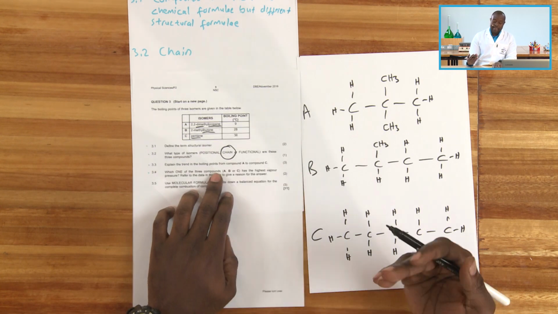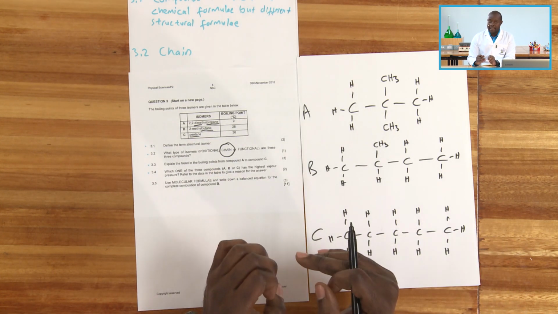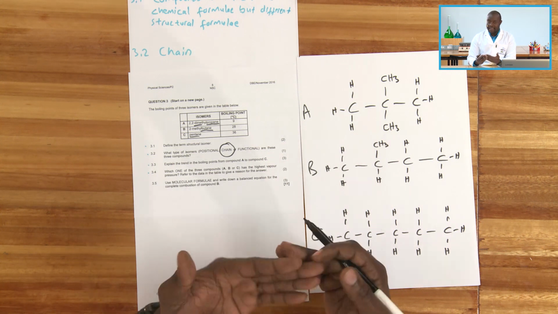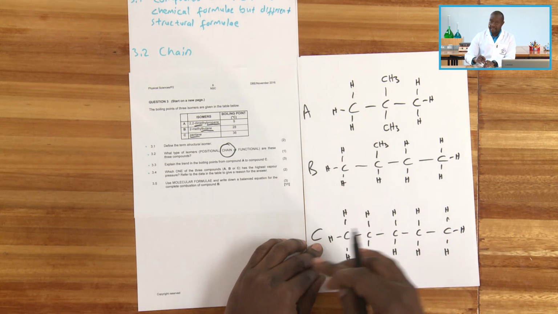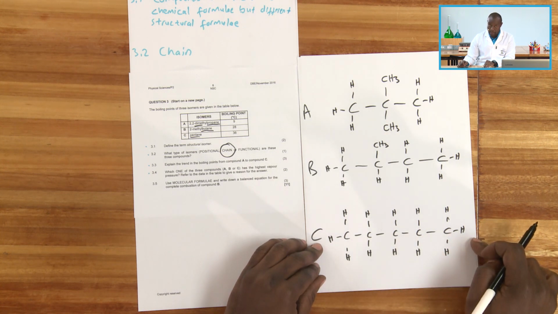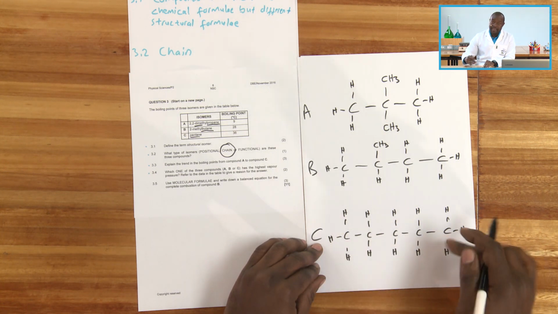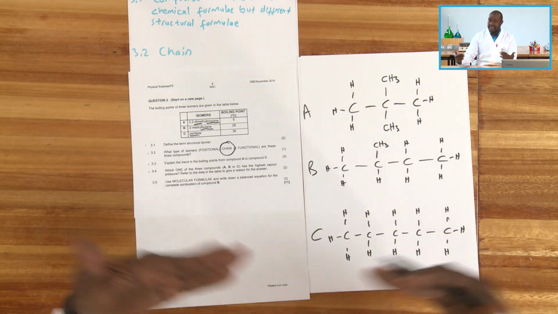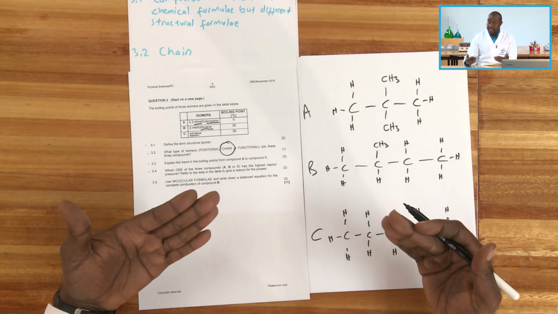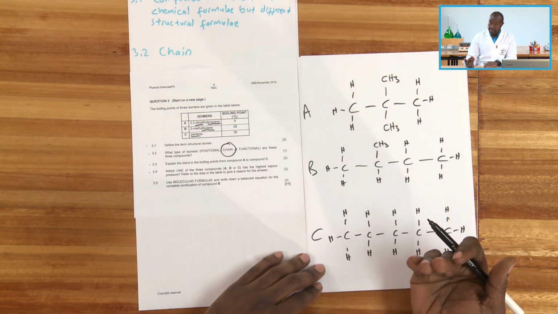So if you are explaining this, you can either explain it starting from the straight chain. So we are saying compound C is a straight chain. That's the first point. Because it is a straight chain, it offers a bigger surface area for intermolecular forces.